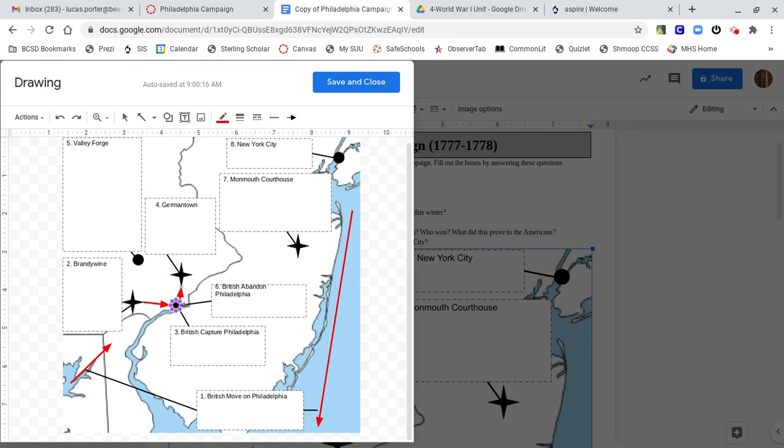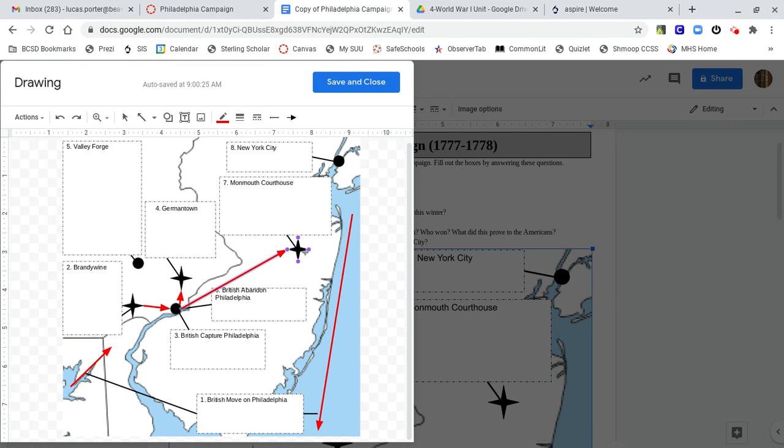Now later on, they left Philadelphia and they went to this place, Monmouth Courthouse, which I've labeled there. From Monmouth Courthouse, they went up to New York. And I'm not trying to be super exact with these arrows, but you can get the idea.